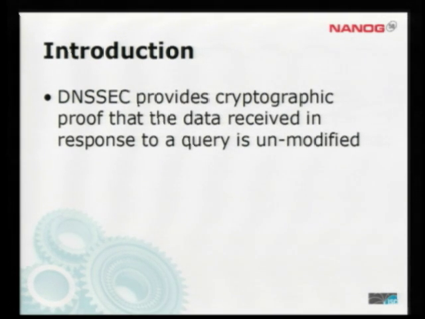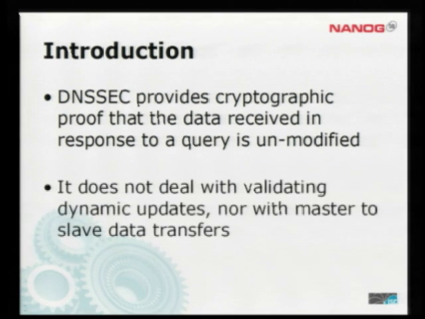DNSSEC provides cryptographic proof that the data received in response to a query is unmodified. So you publish that your A record was 10.0.0.1. The person who receives it checks the signature. Yes, the A record is 10.0.0.1. Nothing bad occurred in transit. I can use that data. It does not deal with validating dynamic updates nor with master-to-slave data transfers.